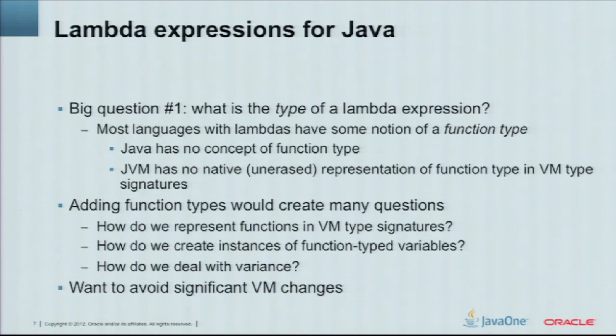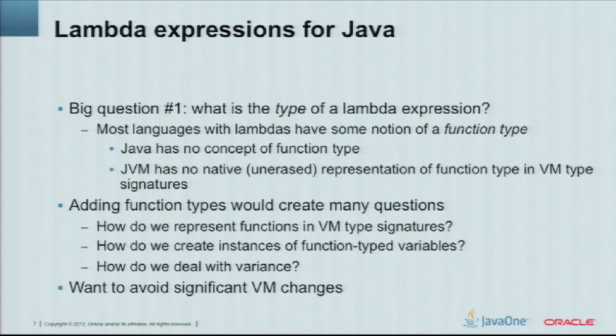All right. Just because we don't have a way to do it now doesn't mean we can't add one, right? The language and VM specification, those are just documents. We can open up FrameMaker and start editing them, right? So it's not that these things are impossible, but it does create a lot of questions. So some of the questions that we have to answer are, if we added functions, how would we represent them within VM type signatures?